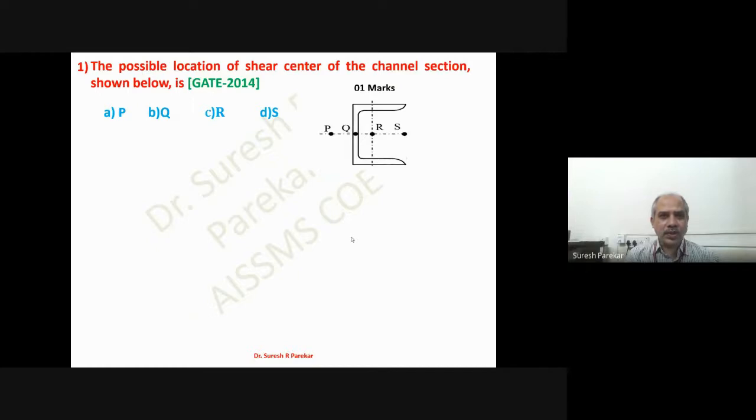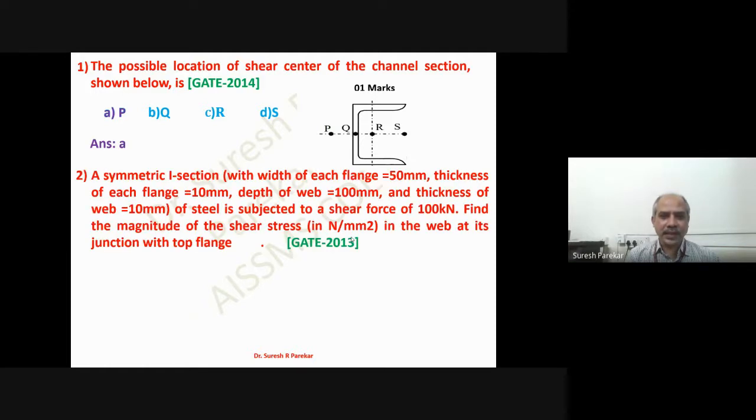So we have the first question. The possible location of the shear center of the channel section shown below is, on the left side, P. So the option is A.